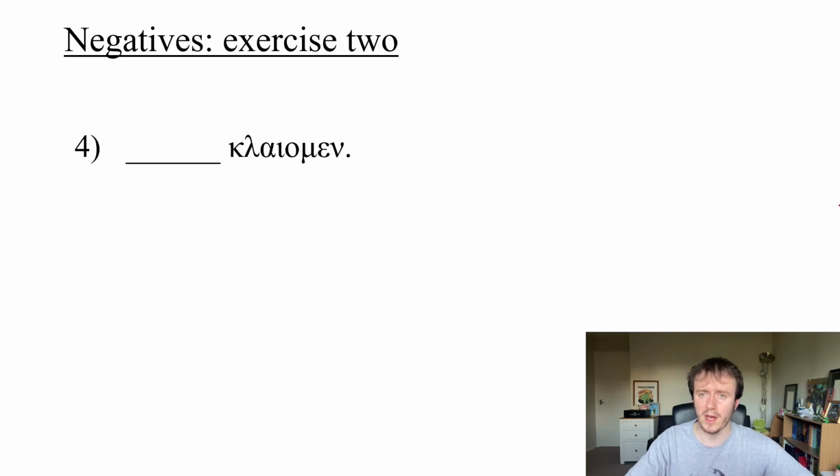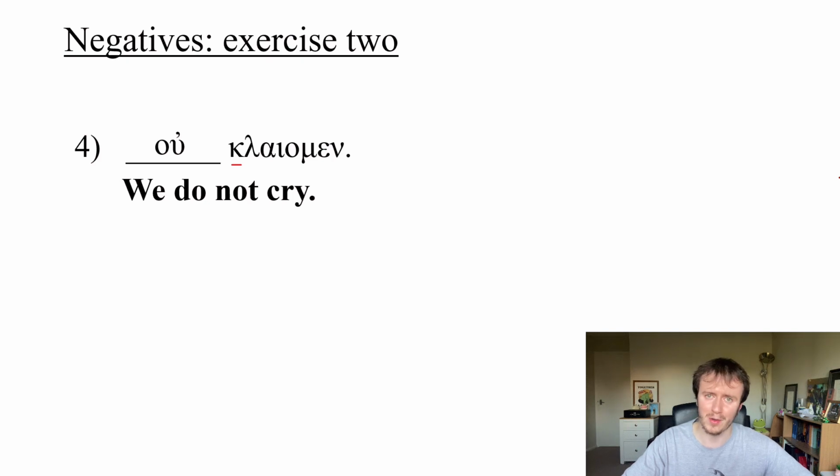Number 4 was blank kleiomen. Because kleiomen begins in a kappa, which is a consonant, the negative has to be u. And you should have translated this sentence as, we do not cry, or we are not crying, we do not weep, or we are not weeping. Any of those 4 translations would have been fine.